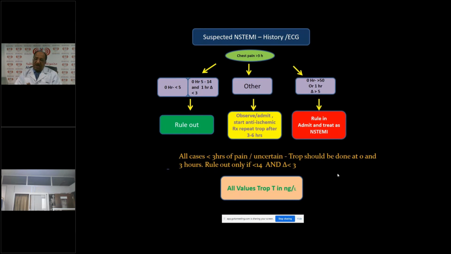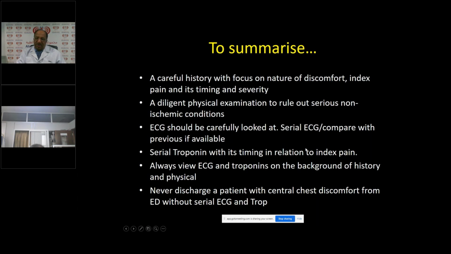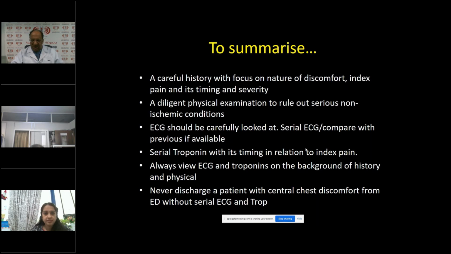So this is the algorithm. This should be followed in most cases of acute chest pains. To summarize, a careful clinical history with focus on nature of discomfort, index pain, and diligent physical examination, ECG, serial troponins, and correlation of ECG with troponin are very important. Never discharge the patient with central chest pain discomfort without serial ECG or troponin.